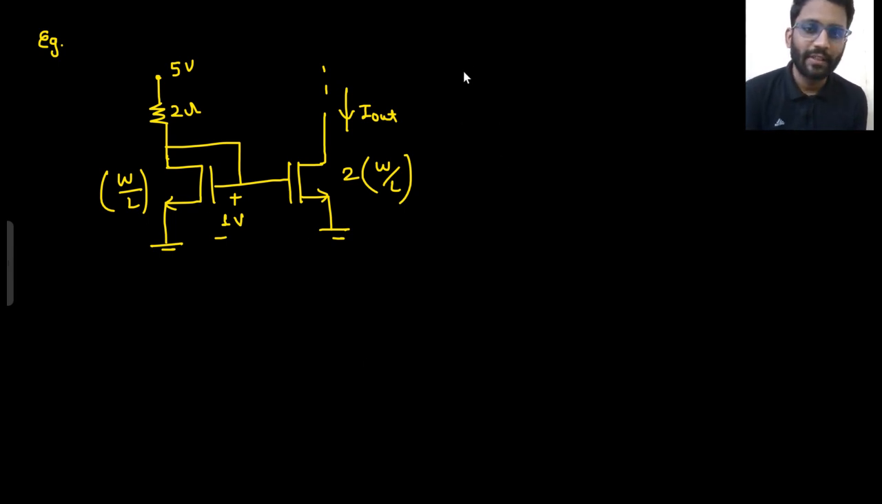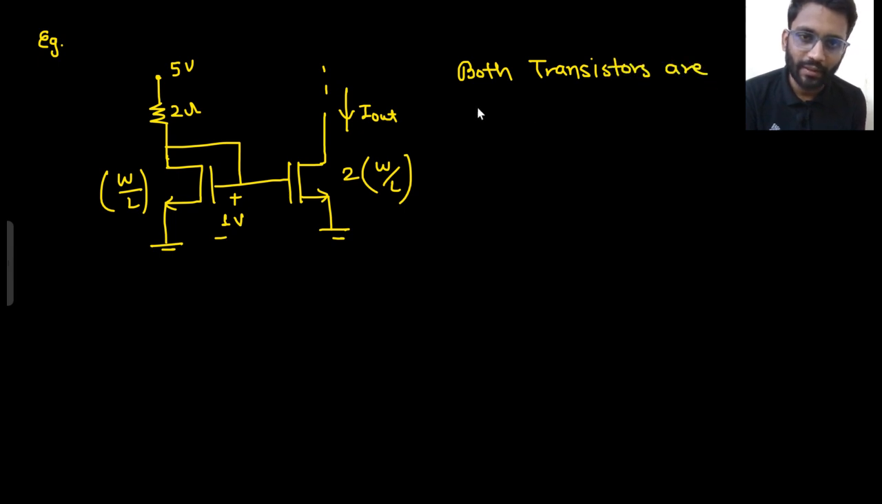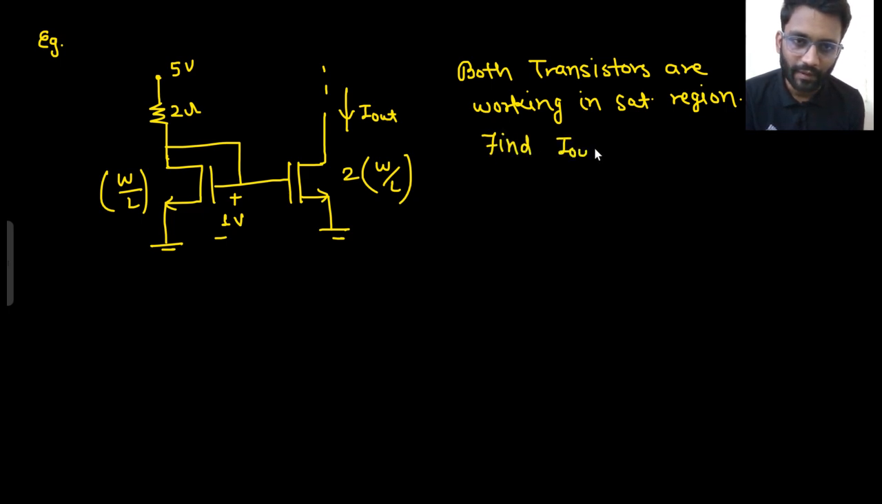And also what is given? It is given that both transistors are working in saturation region. In saturation region. This is given. Find I out. Find I out. This is the question. Find I out. So what will be I out?